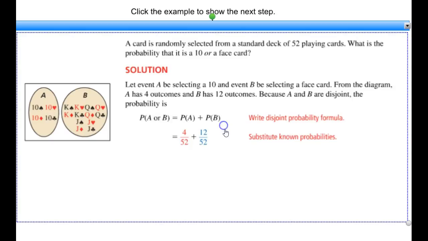I just add my probabilities together and substitute what I know. So I know 4 out of the 52 cards are 10s, and 12 out of the 52 cards are face cards, and then I just add my fractions together. First thing I always double check is that my denominators are the same, which they are here, so then I end up with 16 over 52. Then I can simplify this fraction until I end up with 4/13. Because we're talking probability, we want to look at decimals or percentages, so I can use my calculator to find that the probability that I pick a 10 or a face card is almost 31%.